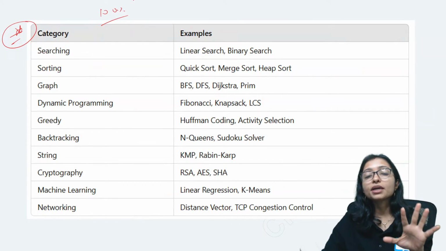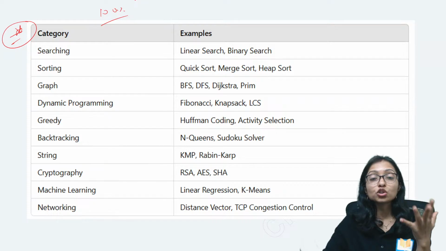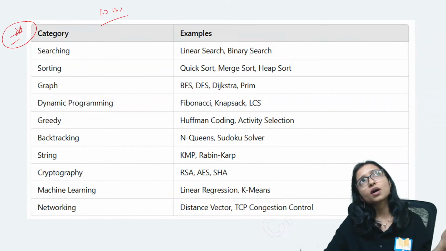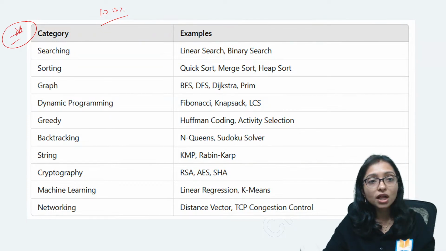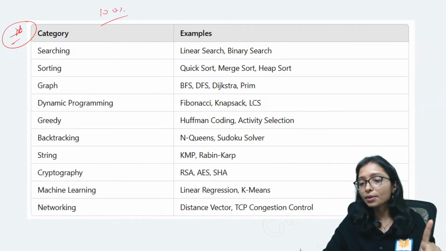100% sure you are getting questions from this area. Which one is coming from which approach? Approach-based questions, most of the time you forget. Okay, this is what? This is greedy. This is backtracking. You need to remember all these things. Questions always come from here.